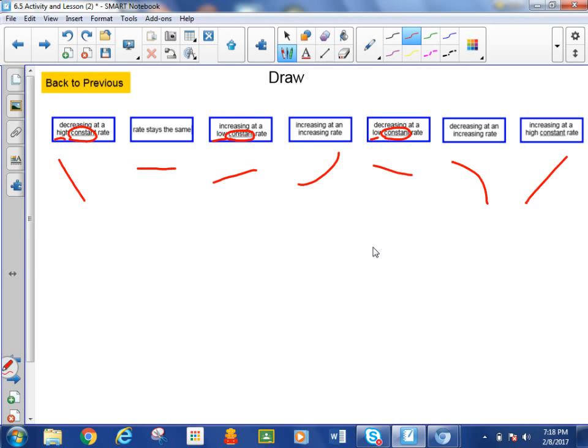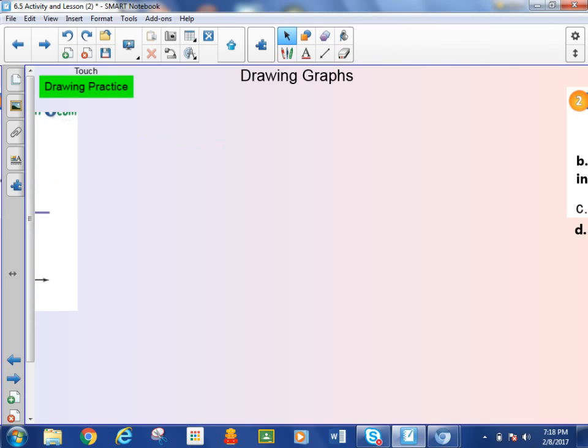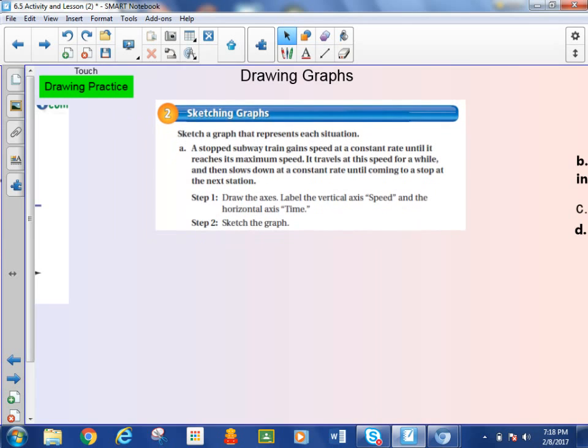Okay, so we're going to use some of these to go ahead and piece them together and create some graphs. All right, so let's move this out of here. Okay, so here's the thing is when we're sketching graphs, there's a couple steps that we need to follow. We're going to draw our axis lines, label the vertical axis line with speed in this scenario, and the horizontal with time. So we've got kind of an L shape.